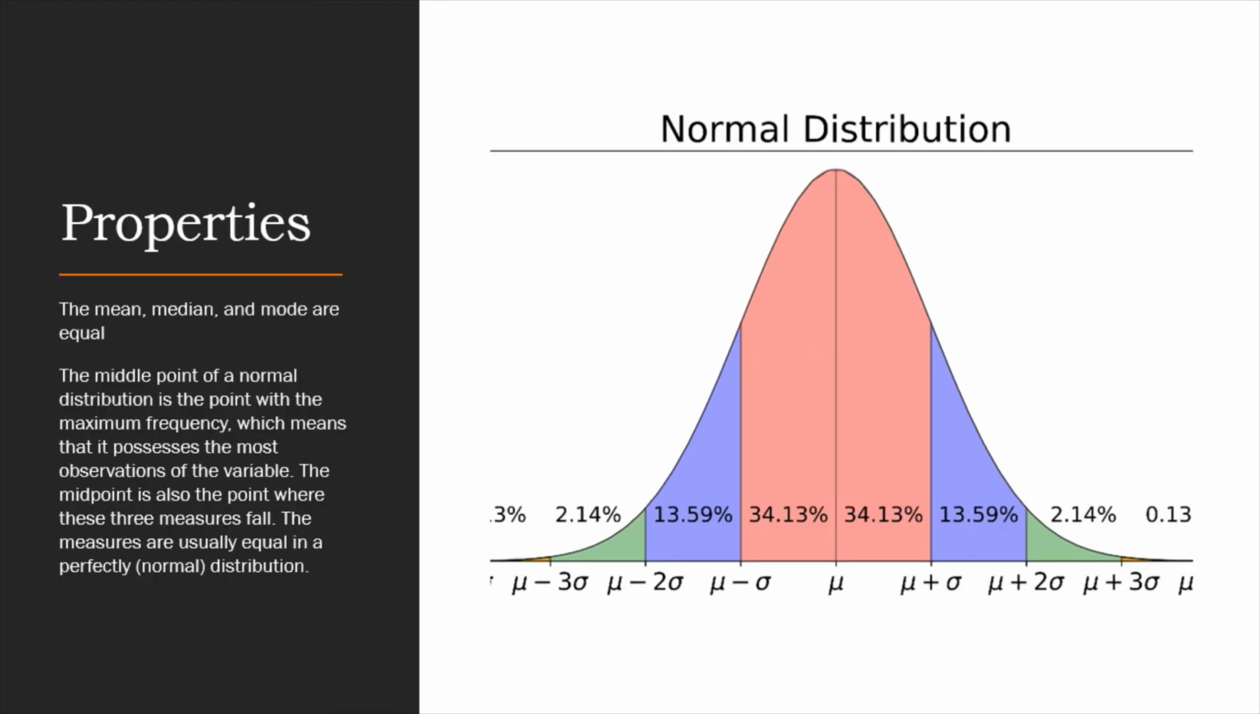The mean, median, and mode are equal. The middle point of a normal distribution is the point with the maximum frequency, which means that it possesses the most observations of the variable. The midpoint is also the point where these three measures fall. The measures are usually equal in a perfectly symmetrical distribution.